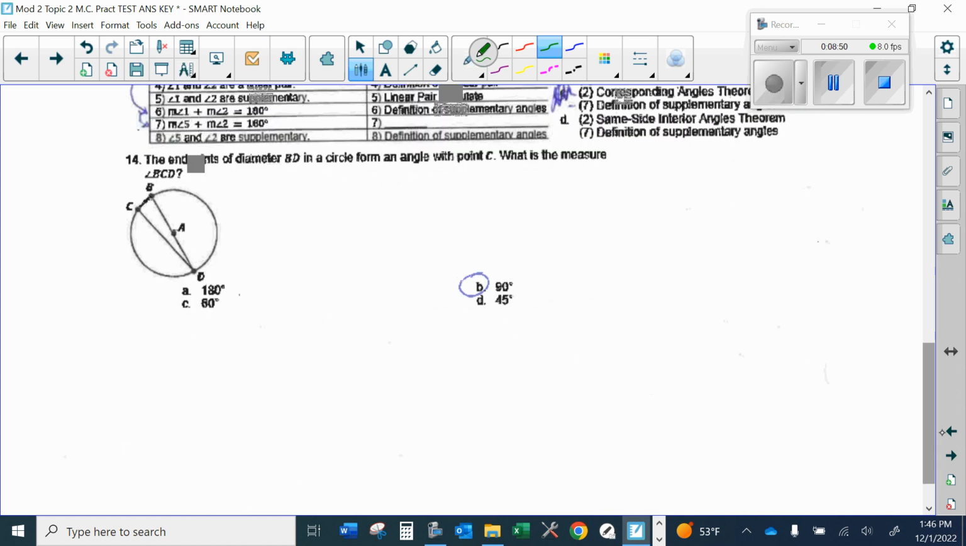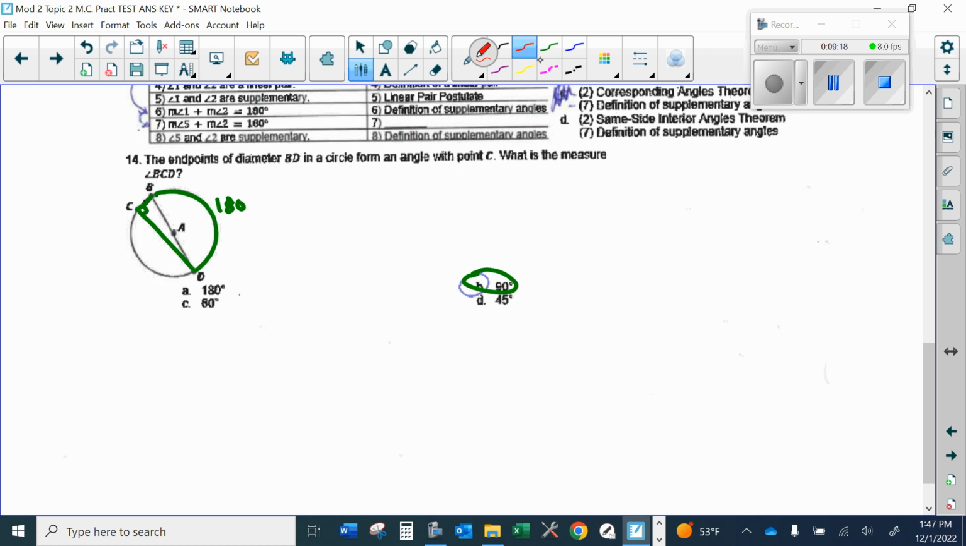14, the endpoints of the diameter BD on a circle form an angle with point C. What's the measure of angle BCD? Remember, any point that extends to the ends of the diameter, that intercepted arc is 180 degrees, and that's an inscribed angle. Inscribed angles are half of its intercepted arc, so half of 180 is 90.